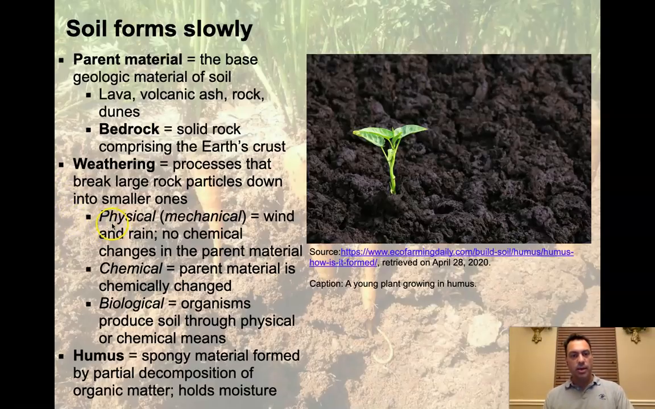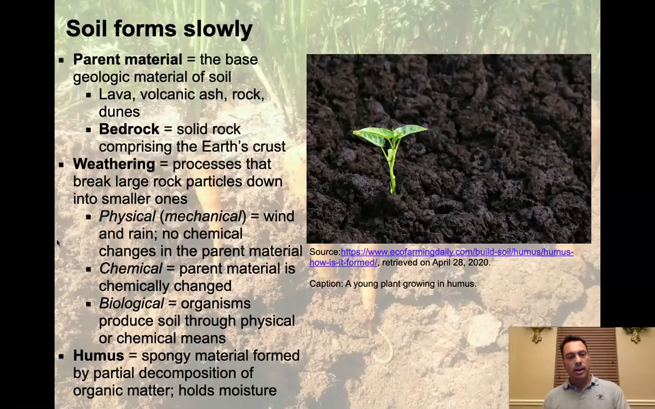There can be a physical way of weathering things down, something called physical or mechanical, usually wind or rain, beating up on the material over a very long period of time. It turns out water is extremely effective at breaking down material physically.